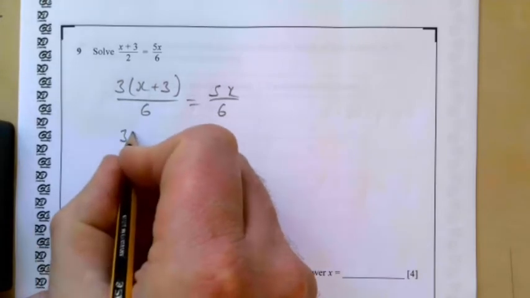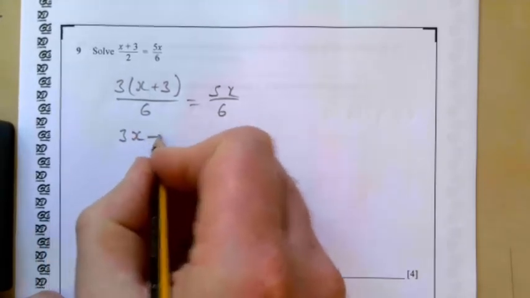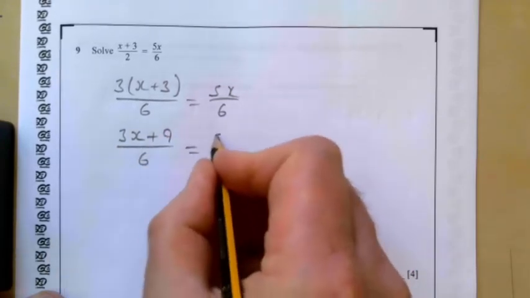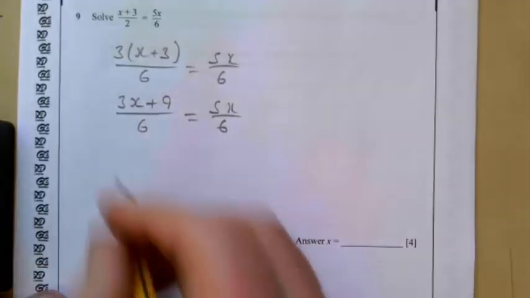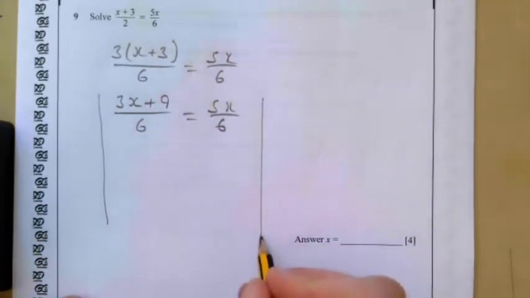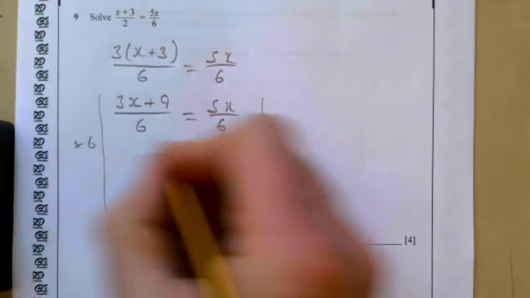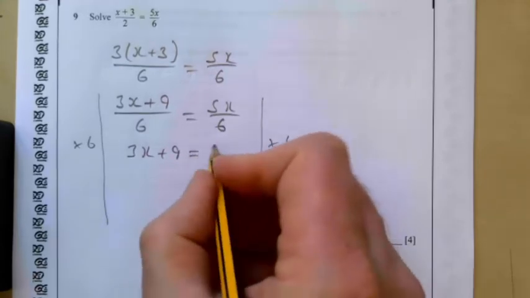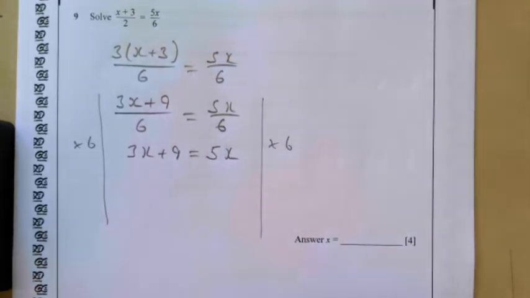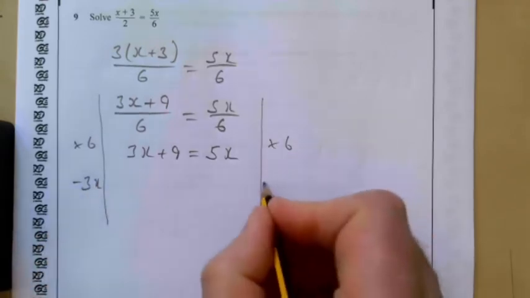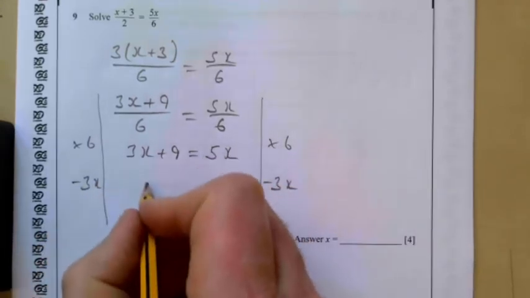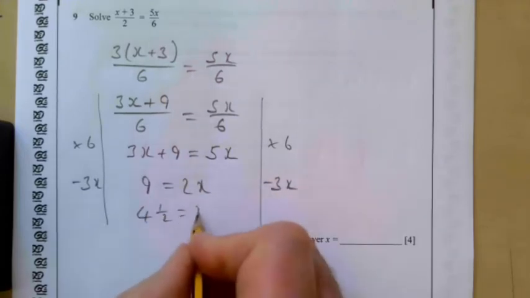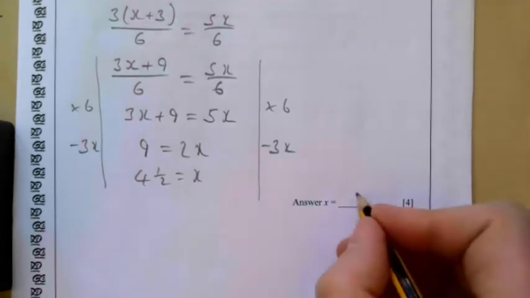Multiplying it out, we get 3x plus 9 over 6 equals 5x over 6. Now I'm going to set this up like our equation. I'm going to multiply both sides by 6, and that just gets rid of the fraction then. So we now have 3x plus 9 equals 5x. Take away 3x from both sides, and we get 9 equals 2x. That gives me then 4.5 equals x. So x then is 4.5.